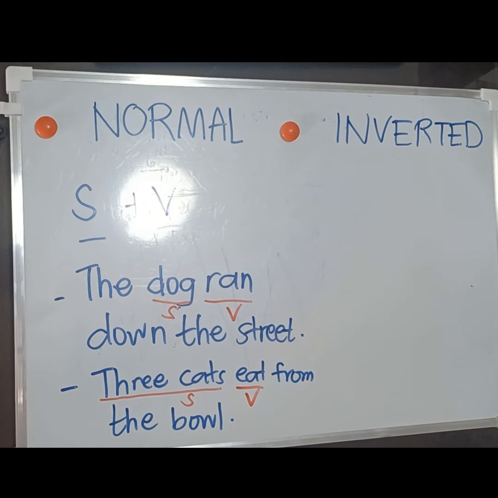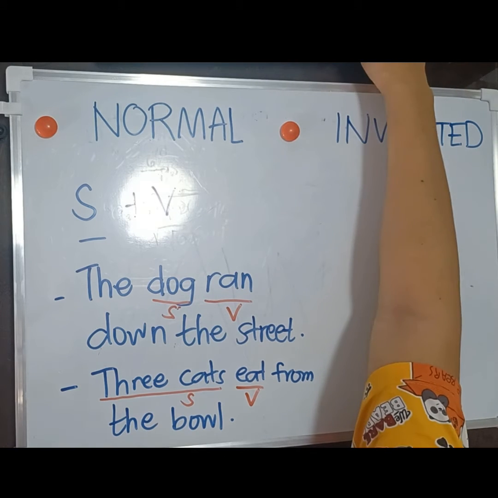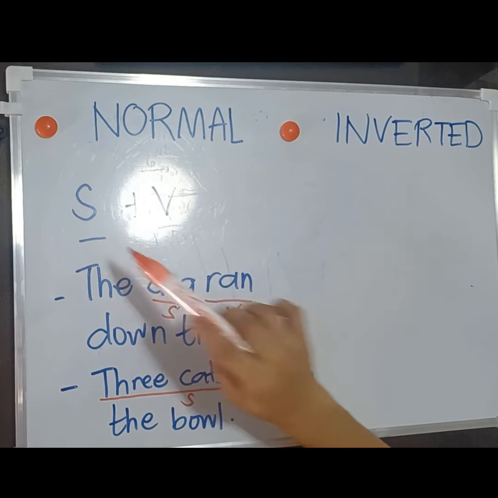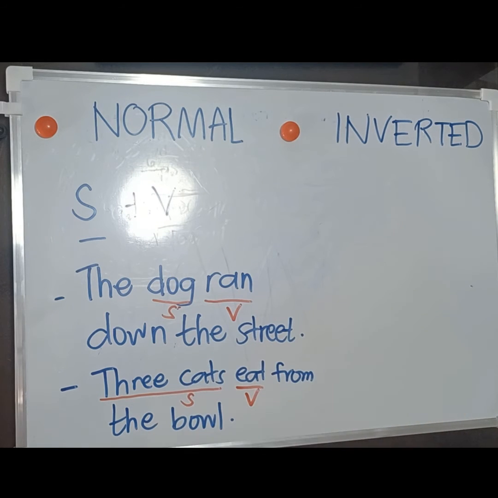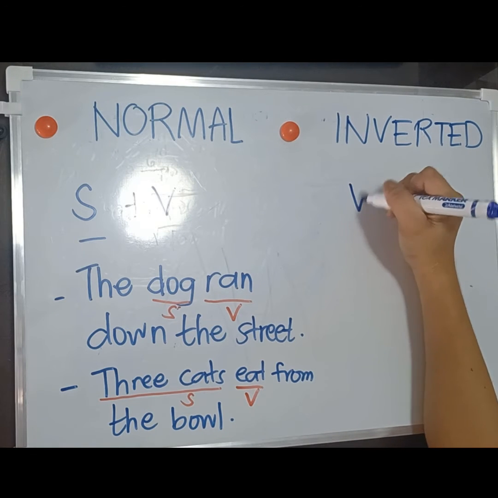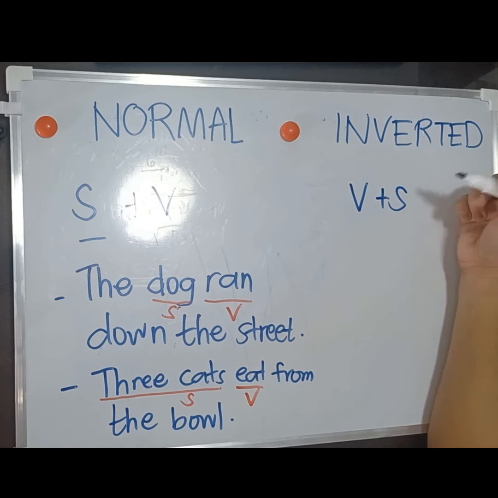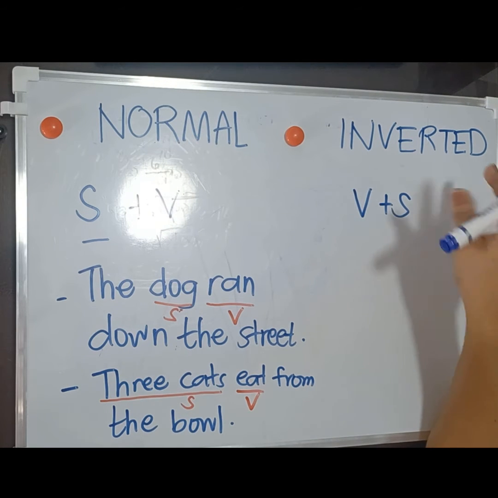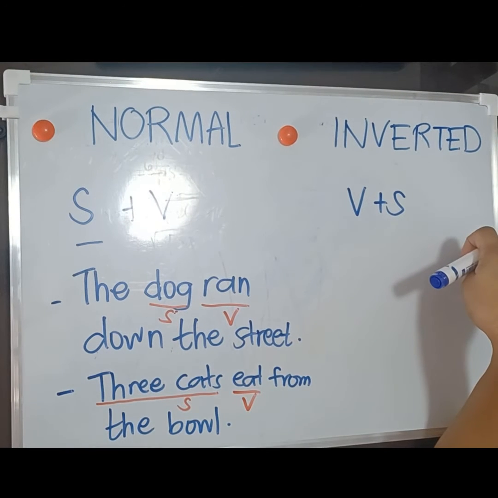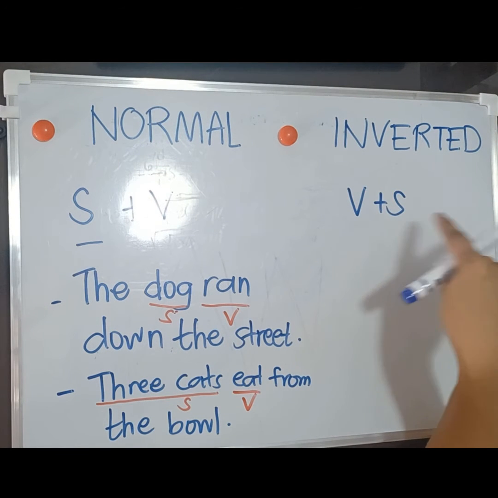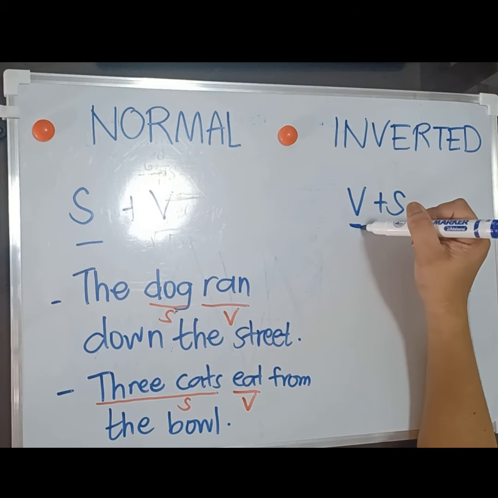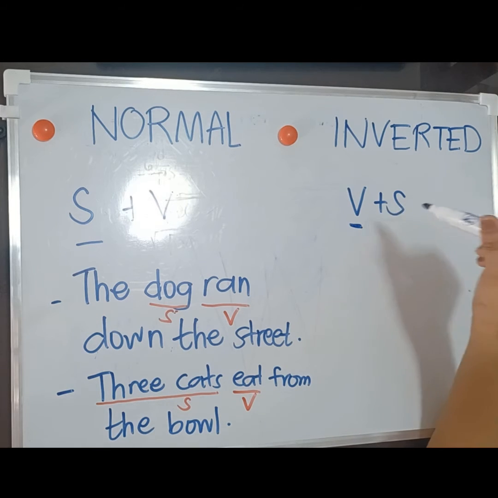Now let's go to inverted word order. When you say inverted, it is just the opposite of the normal. So if this is S plus V, or subject plus verb, then in the inverted, the verb comes first before the subject. So again, verb comes first before the subject. And let me remind you that in an inverted word order, it is still a complete sentence, though the order is like this. Okay? So, in an inverted sentence, the main verb, it could be a helping verb or a prepositional phrase, comes before the subject.